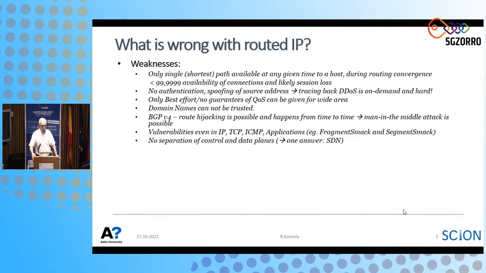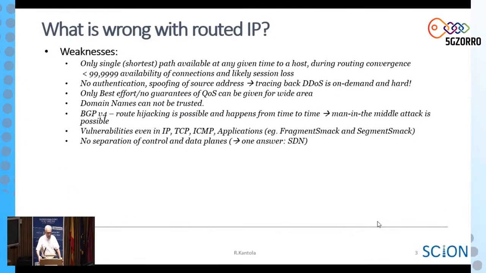We are talking about ultra-reliable services, but the IP provides just a single path at any given time. Convergence to another path takes a long time, so achieving very high availability performance for end-to-end services is very hard. There's no authentication. We can lie about the address where the packet is coming from, and this leads to very difficult mitigation of DDoS, for example. There are only best effort services in the wide area in multi-operator IP networks.